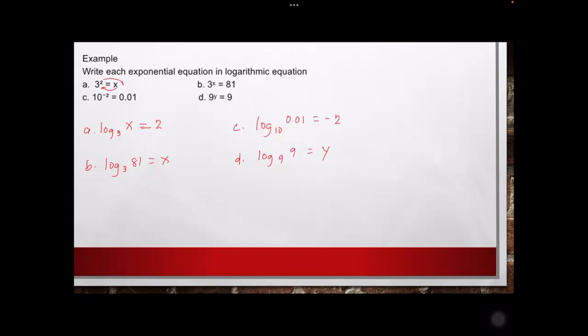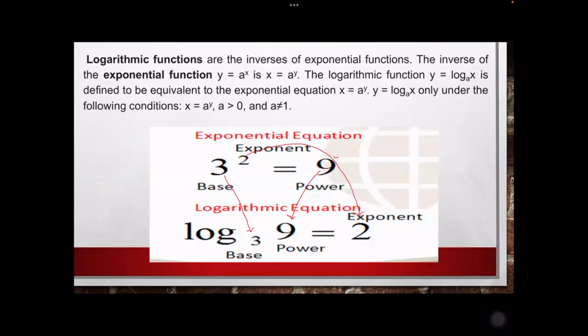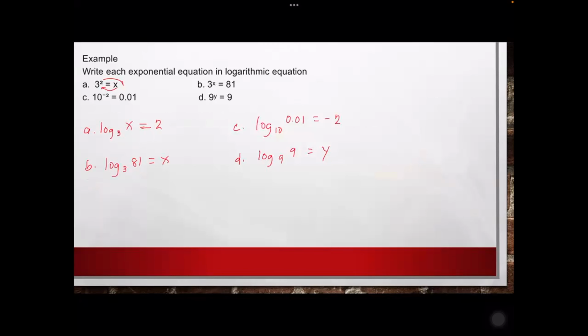Ulitin natin kung hindi nakuha kasi may mga na-late na dumating. Again, exponential equation is we have 3 squared is equal to 9. For the logarithmic equation, yung base mo is still the same as base. Tapos magpapalit lang yung exponent at saka yung power. So, yung 9, itatabi mo na siya dun sa base tapos is equal to the exponent. Here we have 3 squared is equal to x. So, magkakaroon tayo dito ng logarithm of x is equal to 2 with base of 3.